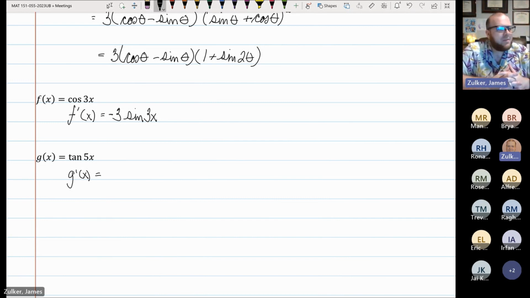Again, fairly straightforward. We're dealing with a tangent function. Its derivative is u prime times secant squared of u. 5 times secant squared of 5x.